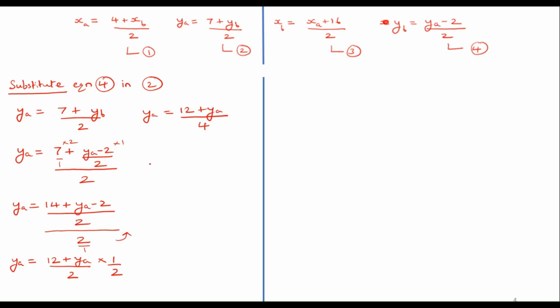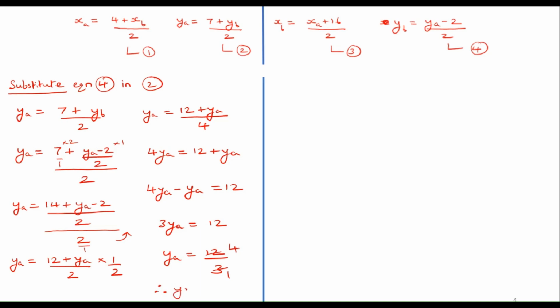So take this 4 here, it will become 4YA is equal to 12 plus YA. When this comes here it will get subtracted: 4YA minus YA is equal to 12. So this will become 3YA is equal to 12. So YA is equal to 12 divided by 3. 3 ones are 3, 3 fours are 12. Therefore YA is equal to 4.